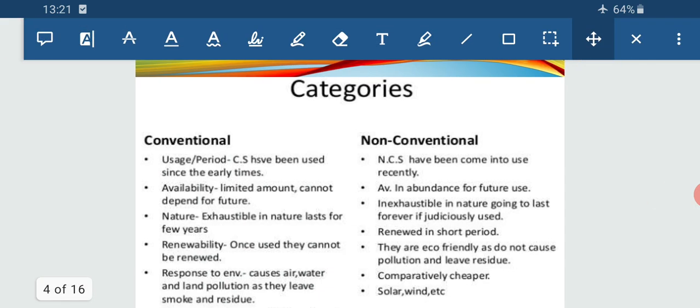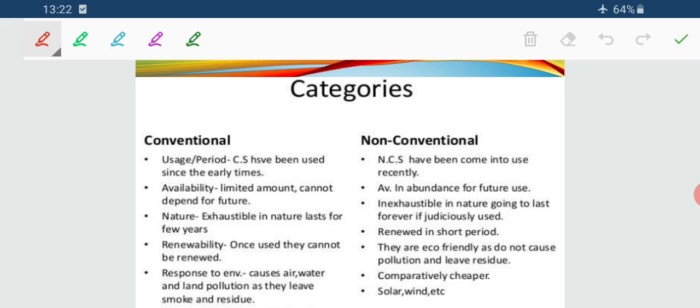Today I am going to proceed with the difference between conventional and non-conventional energy resources, and then I am going to describe the conventional energy resources separately for coal, petroleum, and natural gas. Now what is the basic difference between conventional and non-conventional? The conventional resources have been used since the early times. That means we can term it as a developed resource. But the non-conventional resources are a recent development, so we can term it as a potential resource.